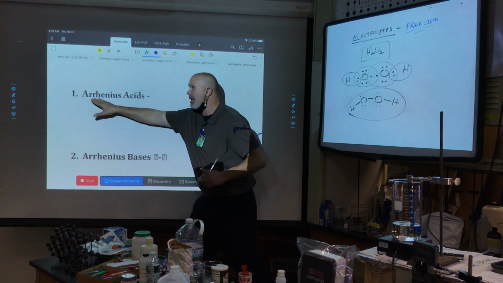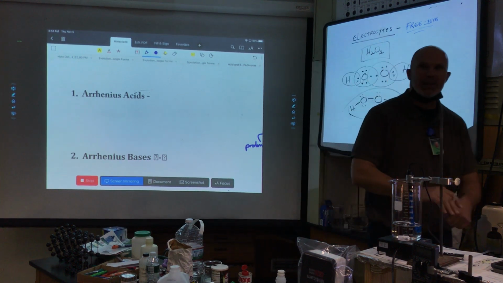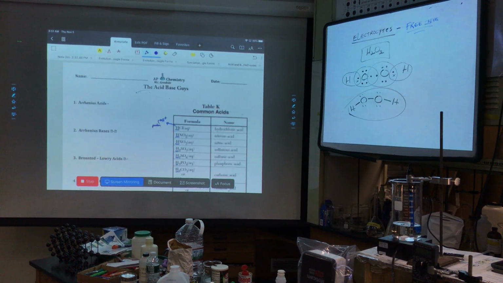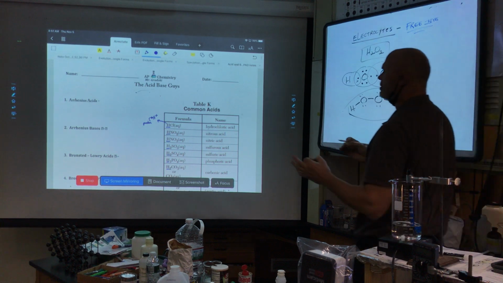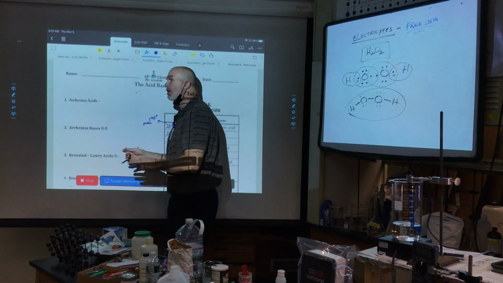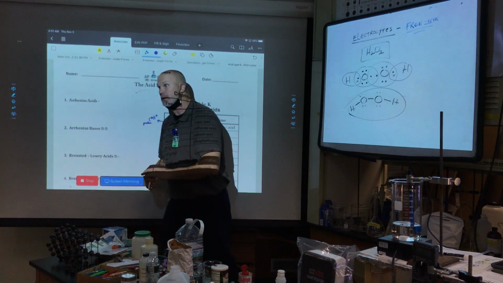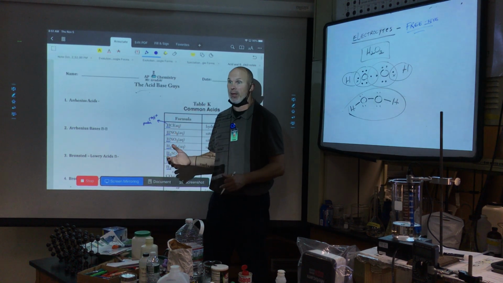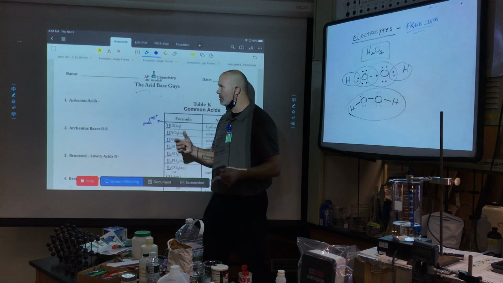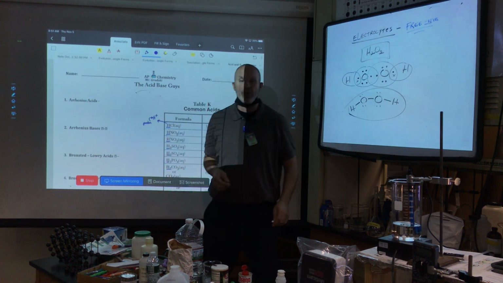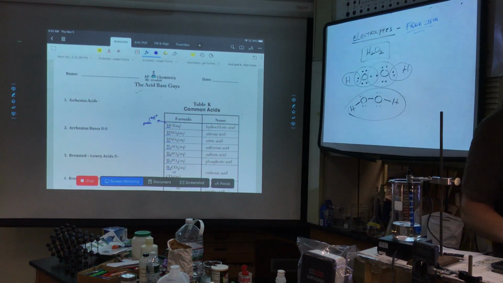Okay, so Arrhenius acids. This is the most simplistic definition. As we talk about AP Bio all the time, we go from simple organisms to more complex. It's called Occam's razor, right? It's the logical way that we think. Things don't become more complex and go backwards. So obviously the first definition of acids and bases was the most simplistic.